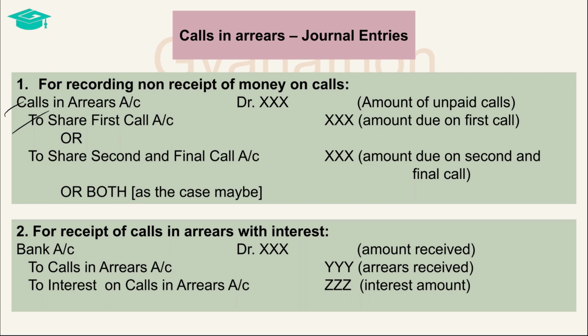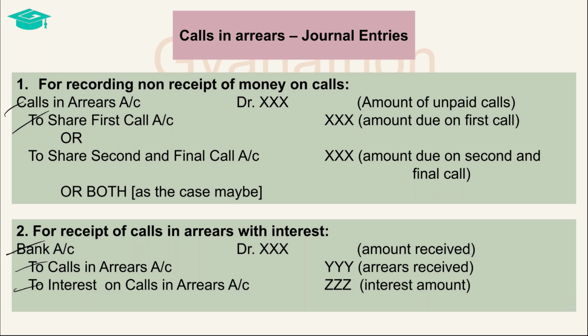When the calls in arrears are received along with the interest thereon, then the entry passed to record such transaction is by debiting the bank account with the total amount received. One corresponding credit is given to the calls in arrears account, thereby closing the balance in the calls in arrears account with the amount that was previously unpaid and is now paid upon any call. A second credit is given to the interest on calls in arrears account with the amount of interest that is charged on the calls in arrears.